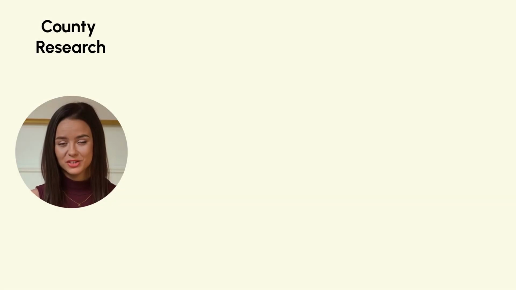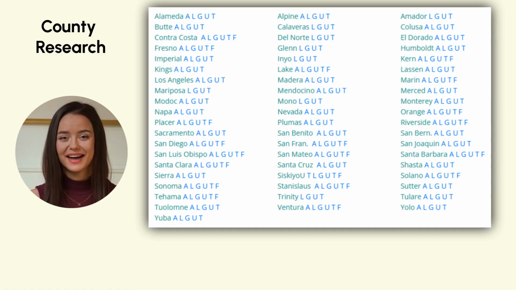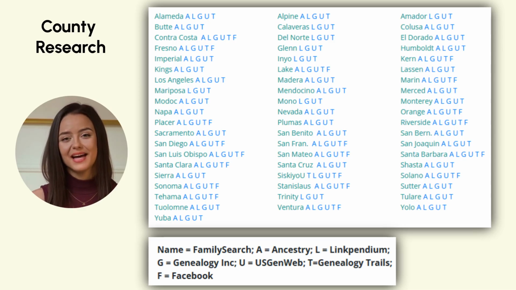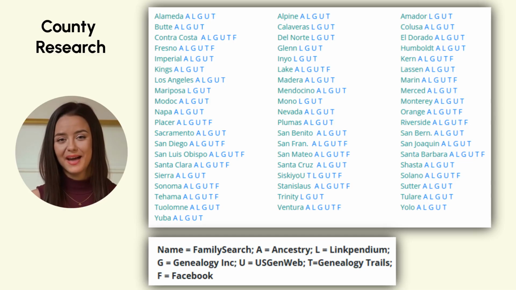At the bottom of each state page is a list of the counties in the state. There are 5 to 7 links for each county, as described in this legend. Clicking the name of the county takes you to the FamilySearch Wiki page for the county. Clicking the A opens the Ancestry page, L is for the Linkpendium page, and so on. Each of the sites described in the legend has a different set of resources and a different focus, so you can explore them all and find some great solutions and records for your county research.